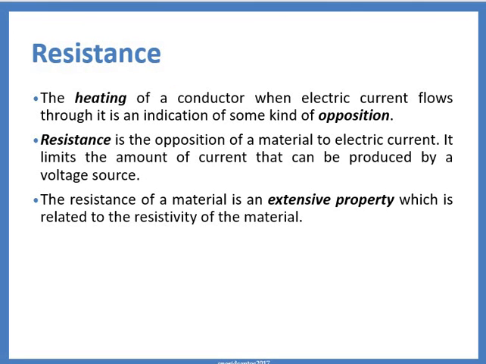The resistance of an ohmic material is related to its resistivity in that it is also the opposition of the material to electric current. The difference between resistivity and resistance is that resistivity is an intensive property, which means that it is a property of a material that does not depend on the size or the amount of material, as opposed to resistance, which is an extensive property.